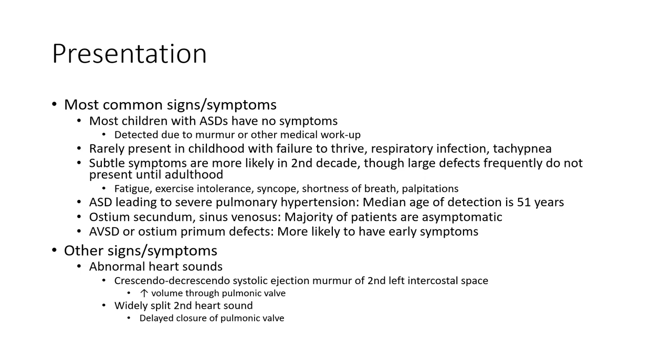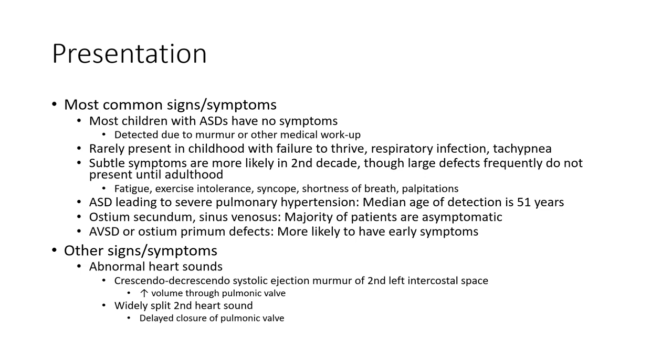Most common signs and symptoms: most children with ASD are asymptomatic and detected due to a murmur or other medical workup. Rarely, they present in childhood with failure to thrive, respiratory infection, and tachypnea. Symptoms are more likely in the second decade, though large defects typically do not present until adulthood. Fatigue, exercise intolerance, syncope, and palpitations.